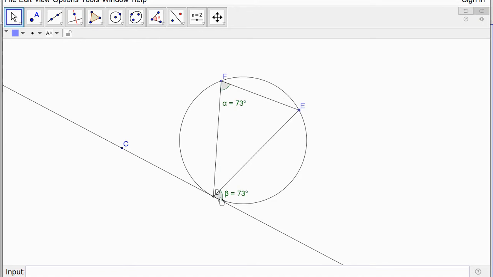So we're going to use this a little bit later, but if you see a tangent line and a tangent point, and you're given the angle on the outside of the triangle to the tangent line, that angle will always be equal to the angle that's the farthest away from it.